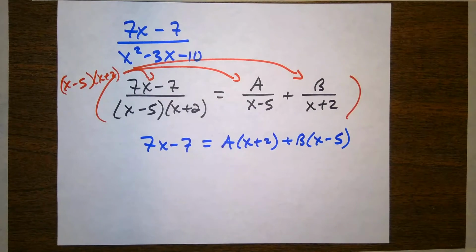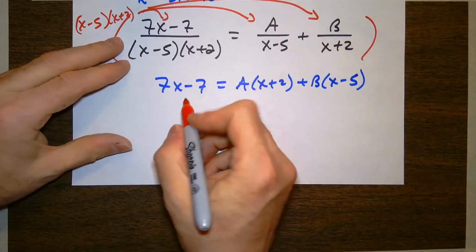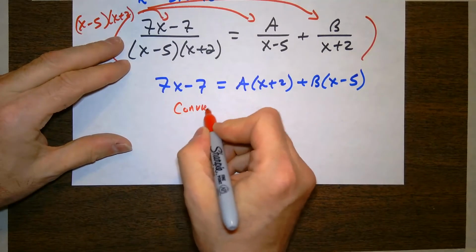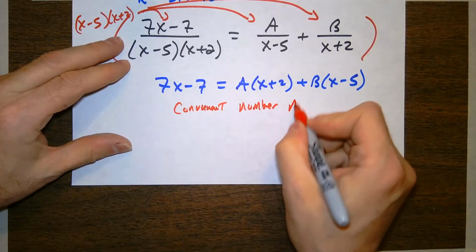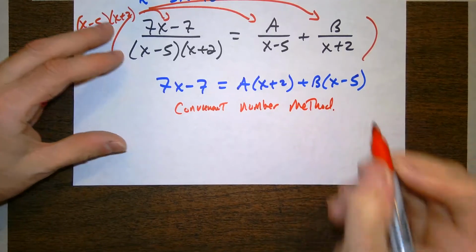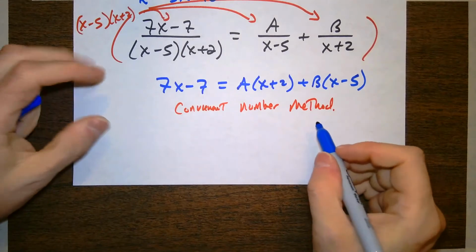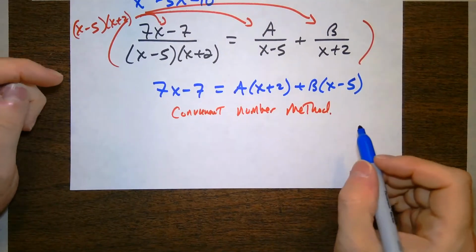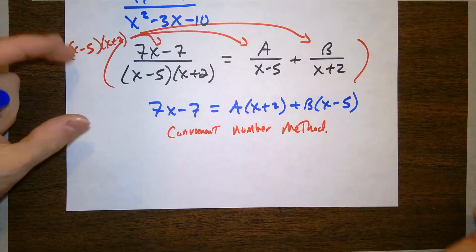But this time what we're going to do is something called the convenient number method. So it's just a different method for finding a partial fraction decomposition. And in the convenient number method, I'm going to do exactly what the title implies. I'm going to pick a convenient number. What's a convenient number and why is it convenient?